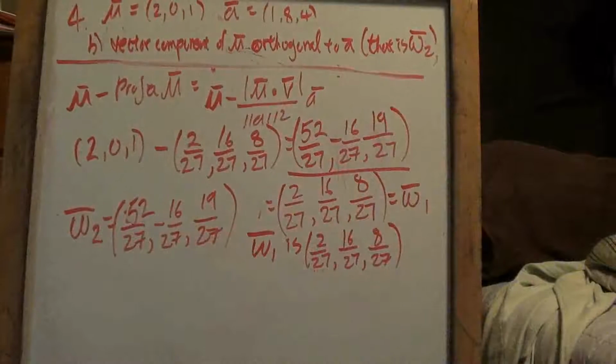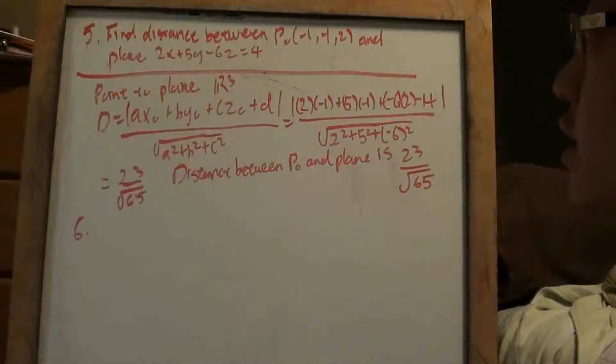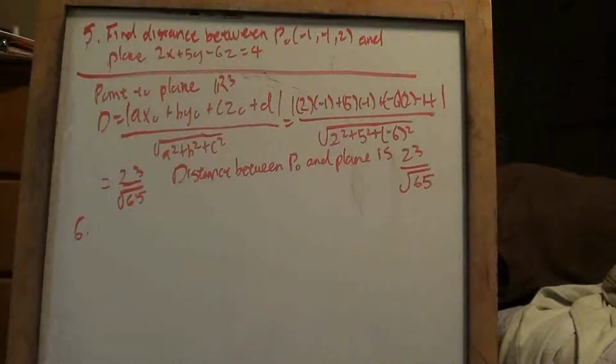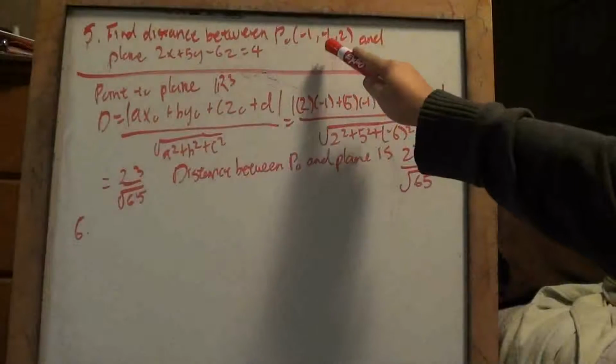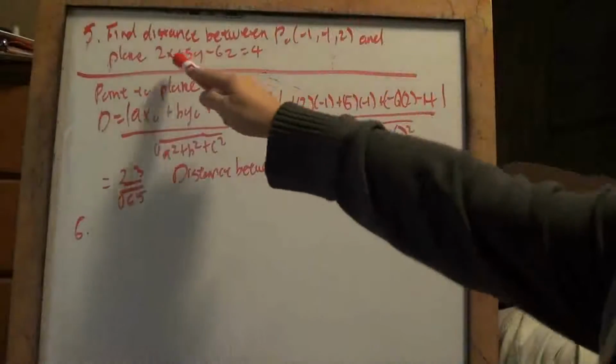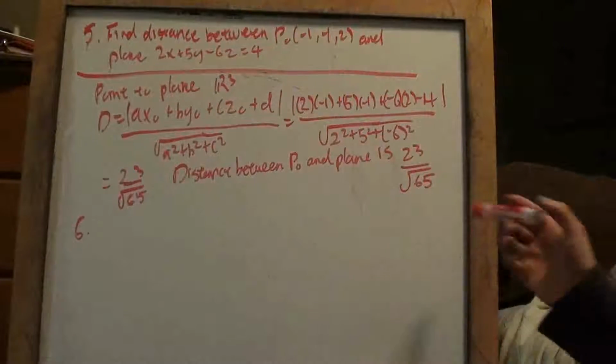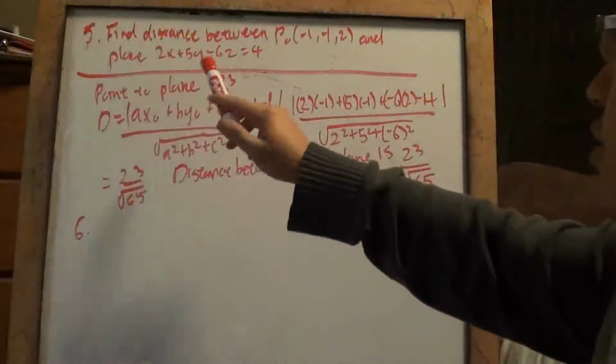So that's all there is. We've done this question before. So on to the last two questions, which is just finding the distance. Okay, so this is question 5. So basically the question is saying find the distance between the point -1, -1, 2 and the plane of this equation. So this is a point to plane where the plane is 3-dimensional.